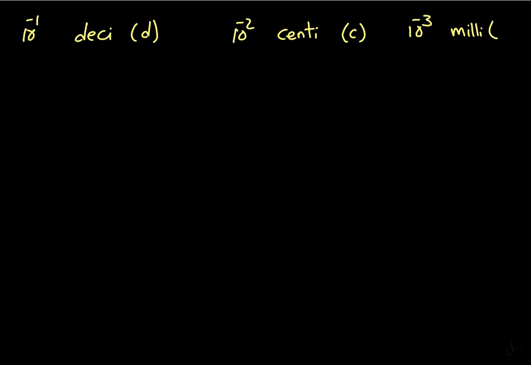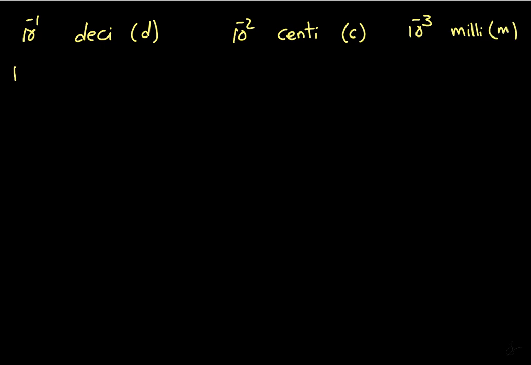In a similar fashion, we were able to do the same for the negative exponents. So for example, 10 to the minus 1 is known as deci, right? It also takes the letter d, small. 10 to the minus 2 stands for centi, right? That takes C. 10 to the minus 3, that's actually milli, right? And we give that small m.